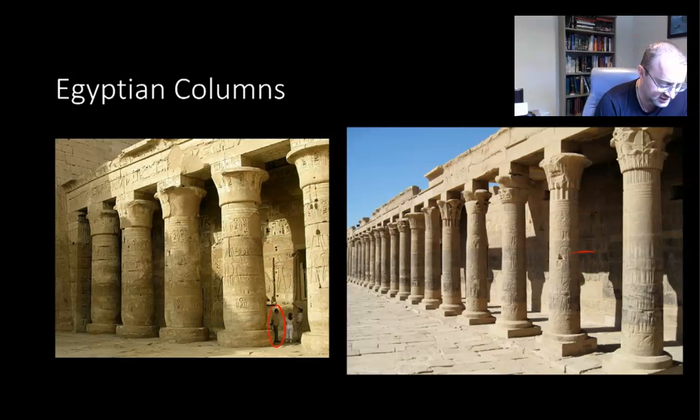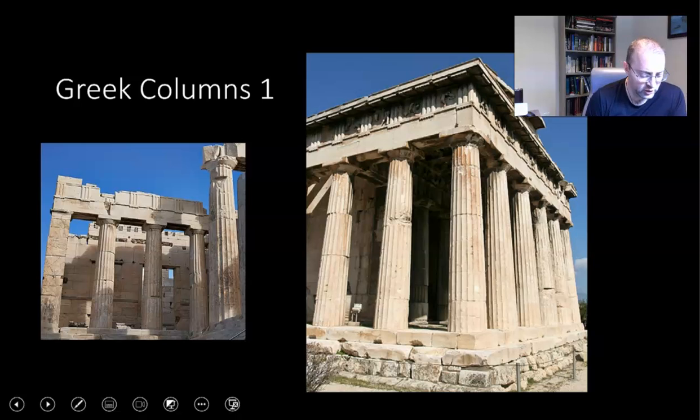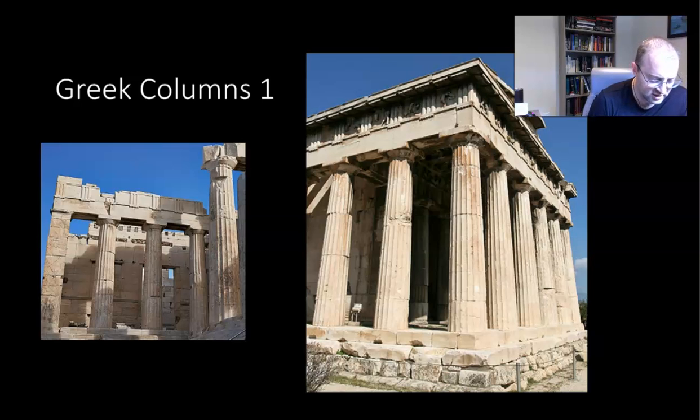Another thing that the Egyptians tend to do was put hieroglyphics on their columns. When we go to the Greek columns, we're not going to see that nearly as much. So this is the first set of Greek columns, and one of the main things to notice here is that they are thinner than Egyptian columns, and we've already talked about this, so I won't spend too much time on that one there.